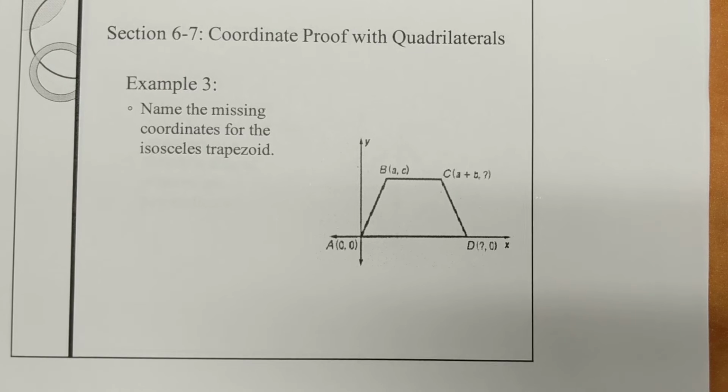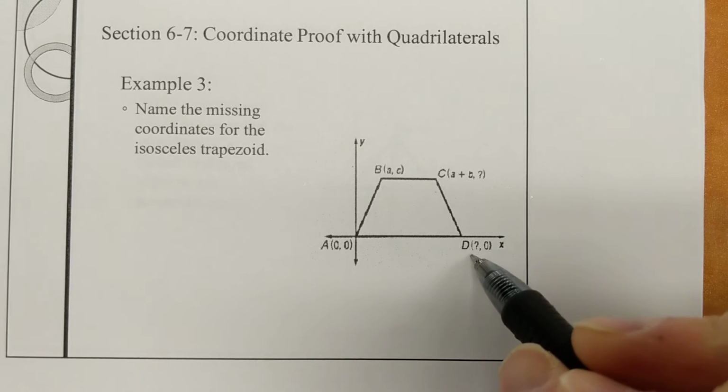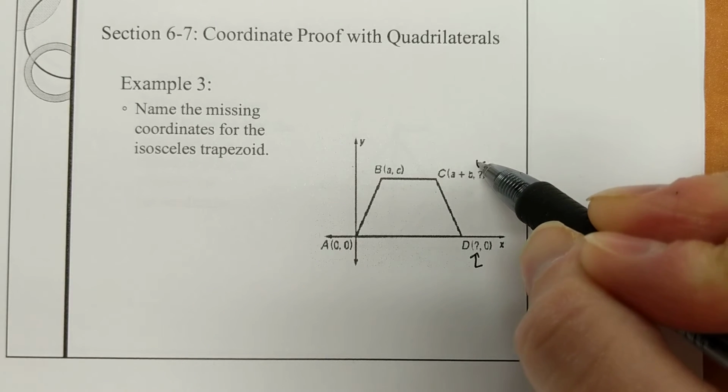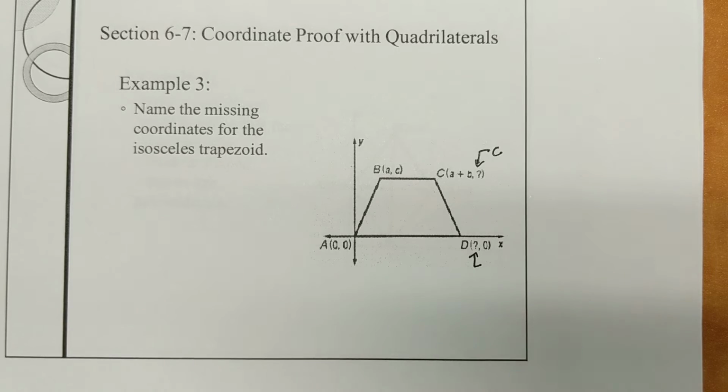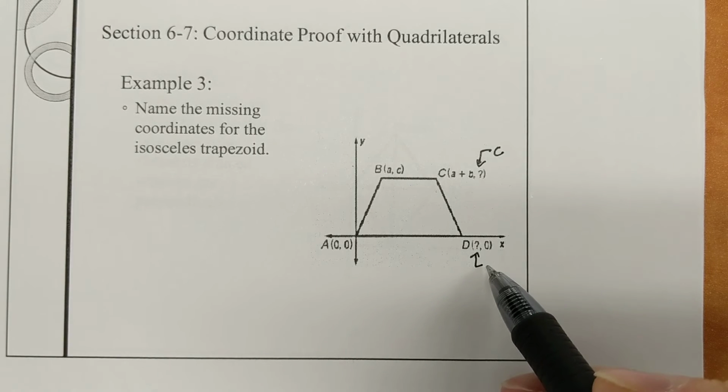All right, example 3, name the missing coordinates for the isosceles trapezoid. So I am missing the x value there, and I'm missing the y value there. Now that y value is easy enough to figure out. That's C, because it's the same y value as there. Now this x value is going to be a little bit trickier.